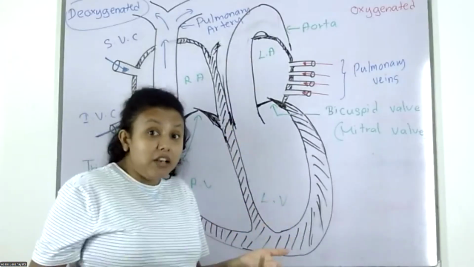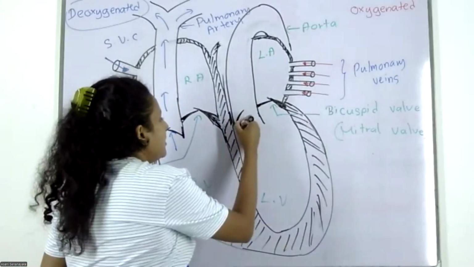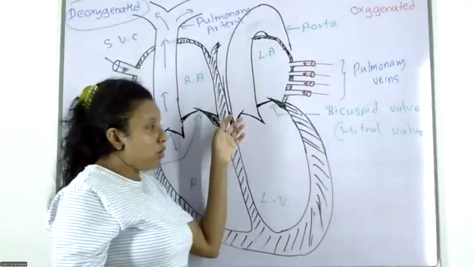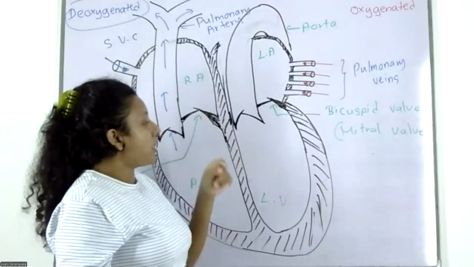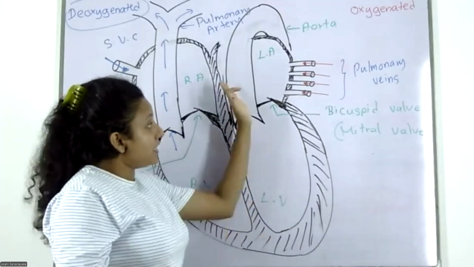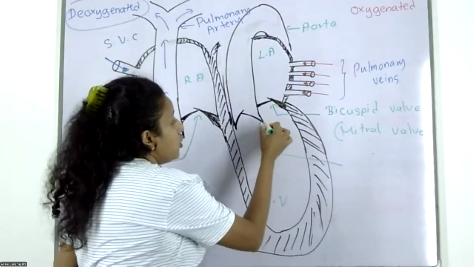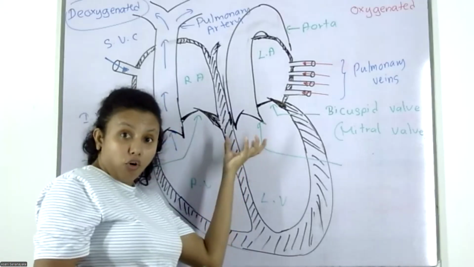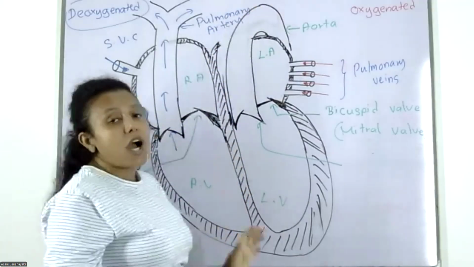When the left ventricle is filled with blood, it opens another valve at the starting point of the aorta. We call it the aortic semilunar valve. Here this is the aorta. When the ventricle is filled with blood, the aortic semilunar valve opens and this oxygenated blood is sent to the aorta.